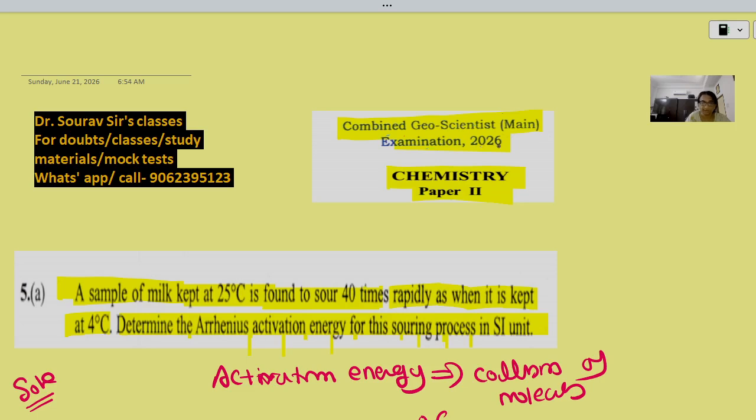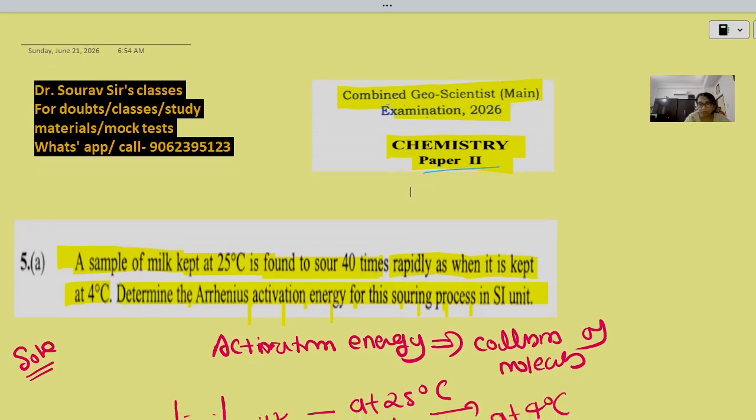In this video series, we are going to discuss the solutions of the questions of the Combined Geo-Scientist Examination 2026 Chemistry, Paper number 2. There are three papers, part 1, part 2 and part 3. And in this Paper 2, all questions are objective type and subjective type questions, and we will solve accordingly.